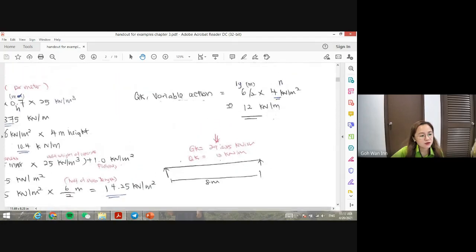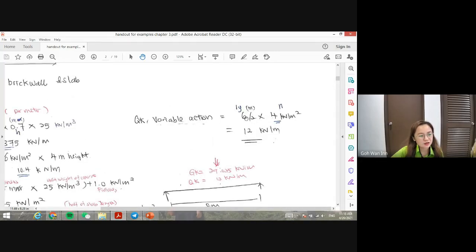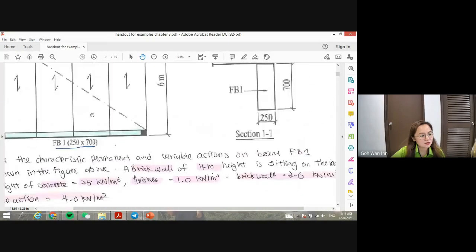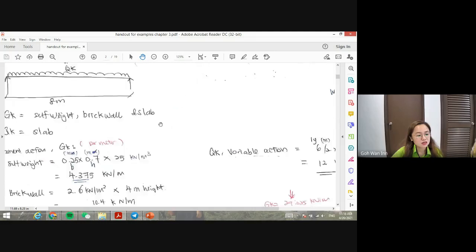Then the total variable actions, Ly over 2, means half. You take half from the slab. In this example, it already mentions 4.0 for the variable action. It is provided, right? If not provided, you need to refer to the table I mentioned just now. You check the area, and then they will have the Qk value. Remember that table? We will have A, B, C, D, E according to the usage of that slab, that building. So you need to check.